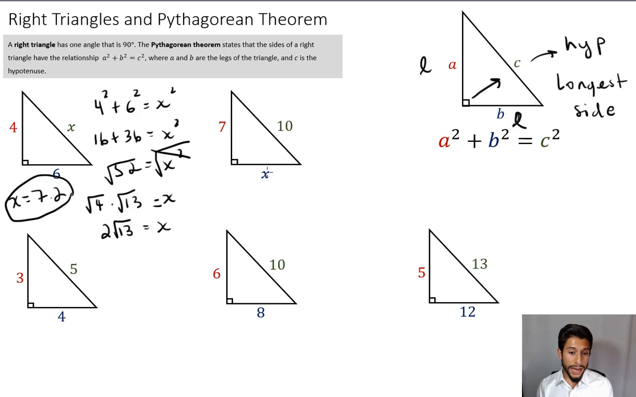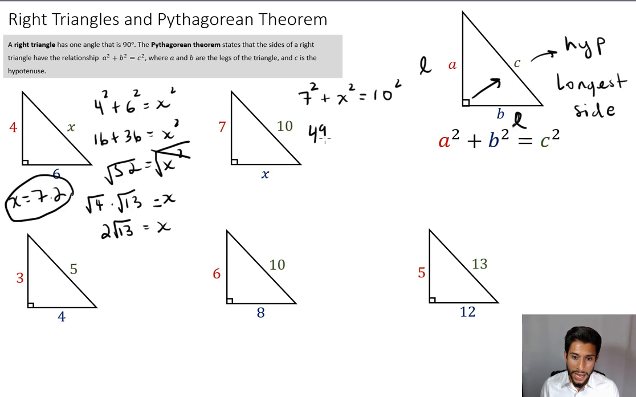Same thing for this triangle, right? The only difference is that now they don't tell you a leg length, right? They give you the hypotenuse and they give you one of the legs. But you apply the same formula, 7 squared plus x squared equals 10 squared. Right, just always remember, the hypotenuse is always c. So here c was x because the hypotenuse was x. Here the hypotenuse was 10, so c was 10.